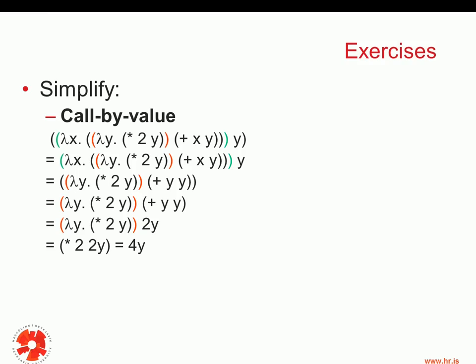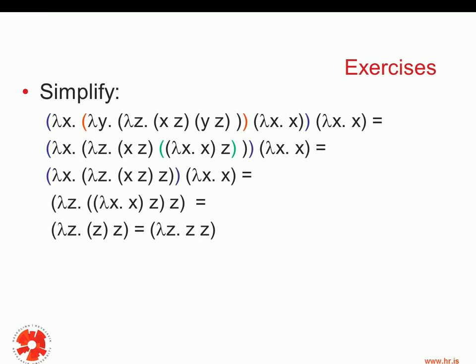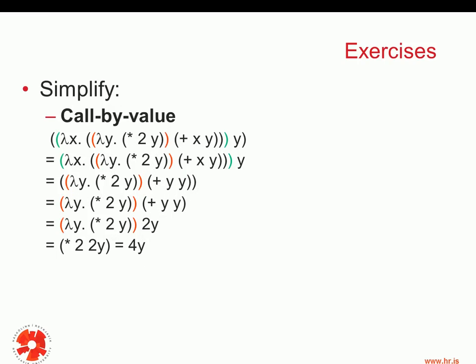Now, what I have here in the coming slides are a few exercises for simplifying lambda expressions. And I actually suggest that you do them by yourself, but just to get you started, let's do the first one. What we're going to do here is called by value. So we have a lambda x here. Notice that we have a green left paren that starts here and ends over here. So everything inside the green parenthesis is a lambda abstraction, and then y is an argument to that lambda abstraction.